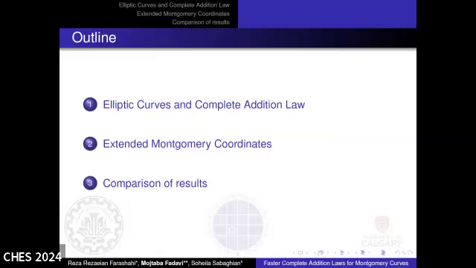We first quickly review preliminaries, especially we talk about complete addition laws. After that, we introduce our new representation for Montgomery curves that is called extended Montgomery coordinates. And after that, we compare our result with previous complete addition laws.